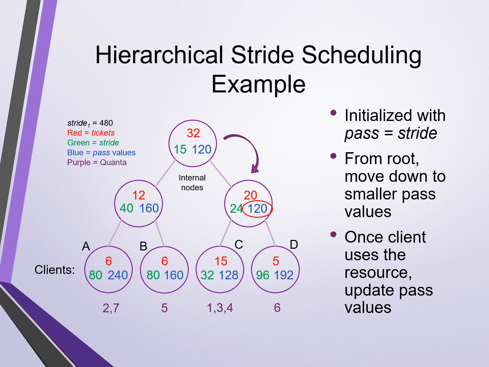We start at the root and move down to the next internal node with the minimum pass value. This is the one on the right with the pass value of 120, which is less than 160. Next, we move down to the client with the lowest pass value, which is client C, with a pass value of 128. Client C is now allocated quanta 8, which it consumes. And finally, all pass values are updated up to the root, and the next iteration can begin.